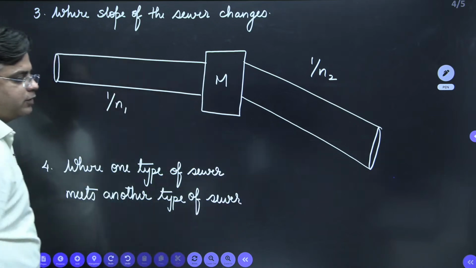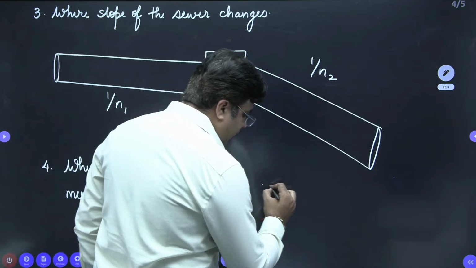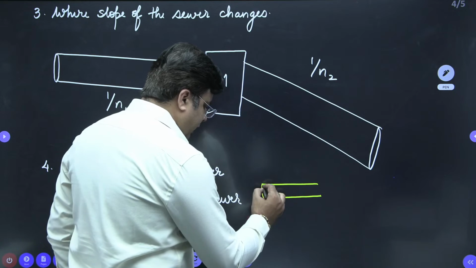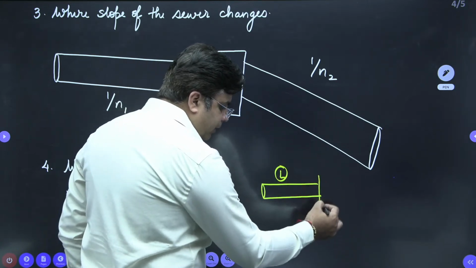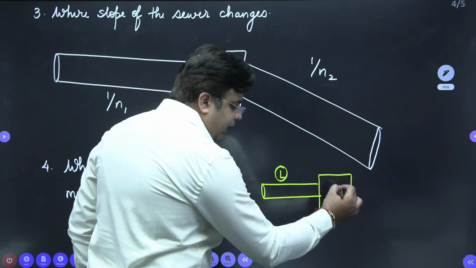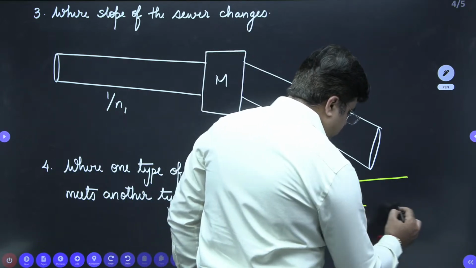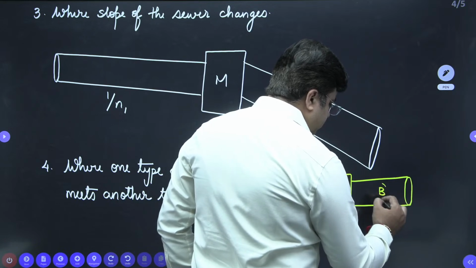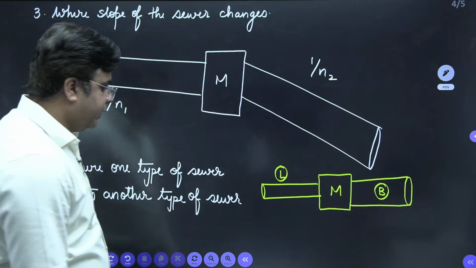Where one type of sewer meets another type of sewer. Means if you have laterals laid like this, these are your laterals, okay? And if this lateral has to meet a branch sewer, then before meeting, you need to provide a manhole at the junction. Laterals meeting with branches like this, you need to provide a manhole like this, right?